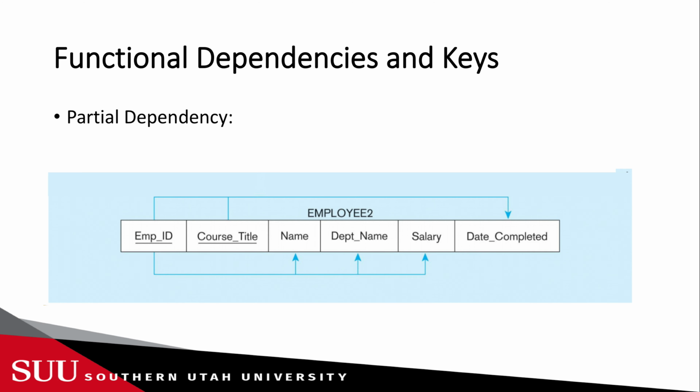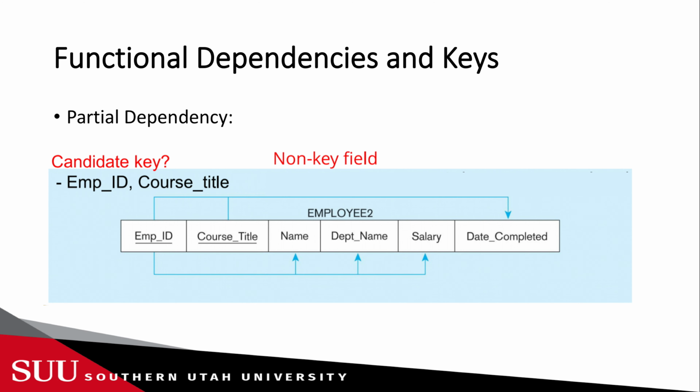So let's look at this example and try to see what's going on. Now the candidate key in this case is going to be the employee ID and the course title, because we have the date completed. So this is a different table. We have some information about courses with some information about employees in the same table. Is this a good table? No, but we're trying to make it a good table. In order for us to make it a good table, we need to understand the dependencies going on in this table. Now we have those candidate key parts, and then the rest of the table, name, department name, salary, and date completed, are all the non-key fields.